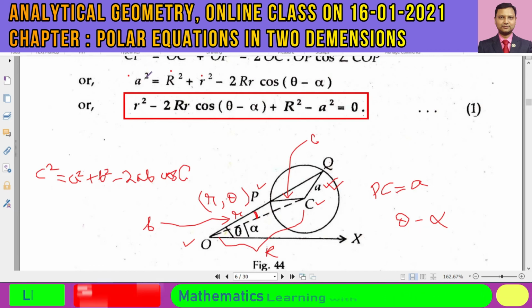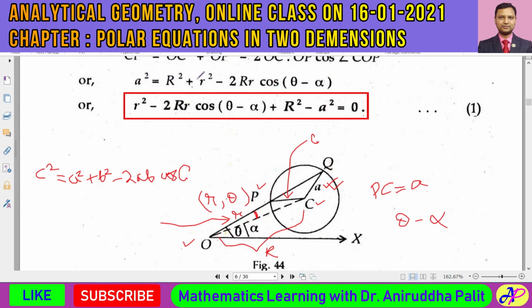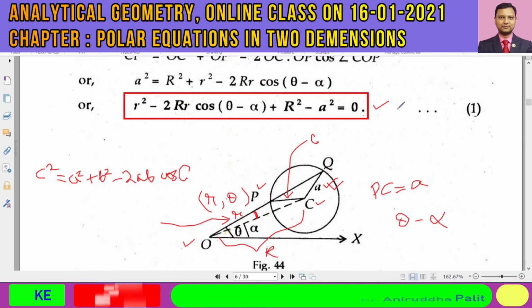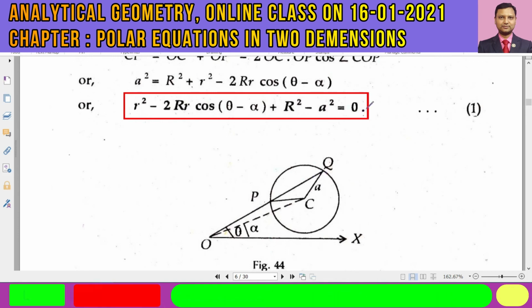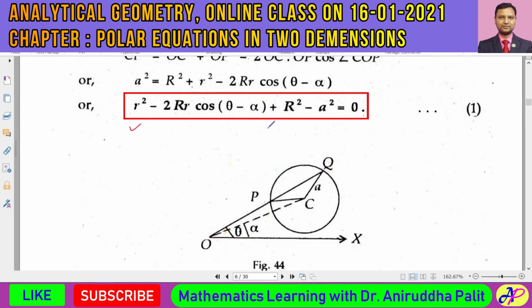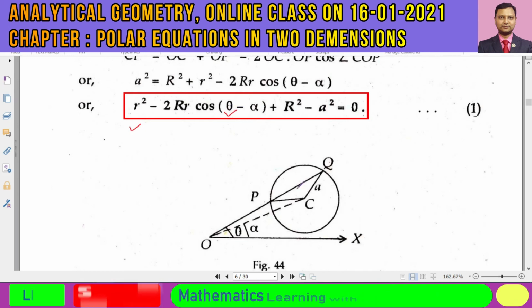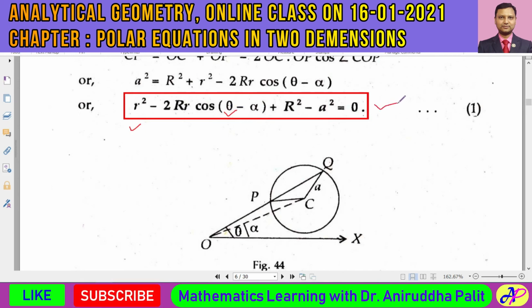And therefore, if all these quantities a square, r square, capital R square, are kept on a single side, then this equation can be written as: r square minus twice r capital R cos of theta minus alpha plus capital R square minus a square is equal to 0. So this would be the equation of this kind of circle. That is actually the relation between the polar coordinate r and this angle theta. That's why this gives us the equation of the circle. So in this way, we find the equation of the circle.